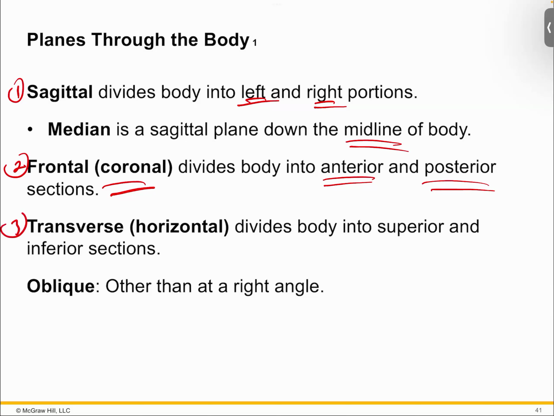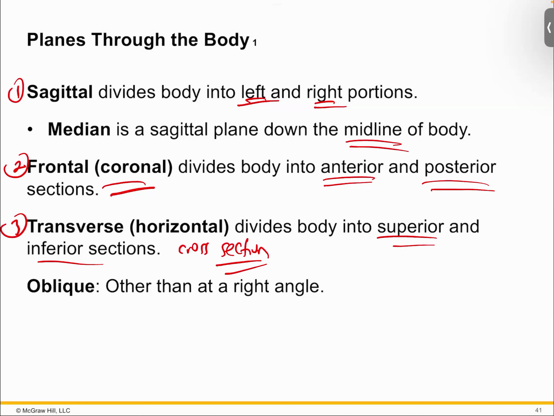And then a transverse is a little bit different. In this case, you're going to be cutting into superior and inferior sections. This is basically a cross section. So if you take me at my waist and just cut me in half, that's a cross section. And that would be a transverse cut.